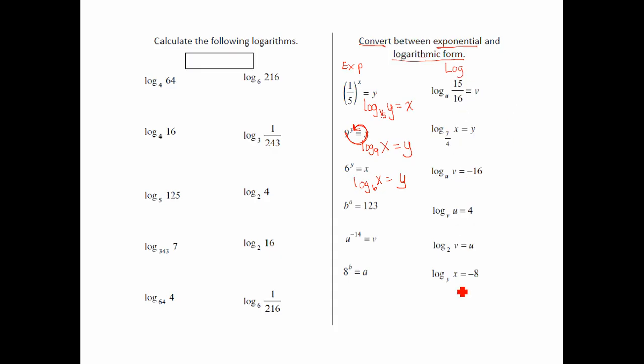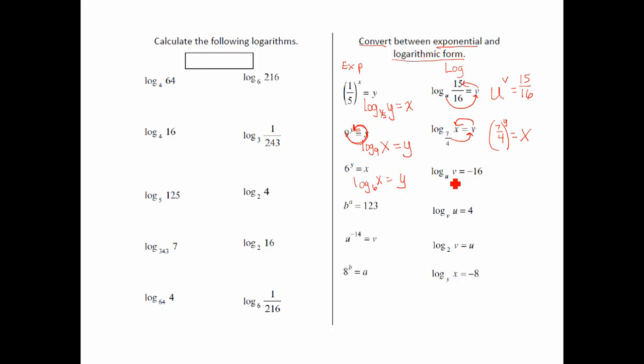Now let's work down the log column. This is already in log form. So how can we turn it into exponent form? Remember, exponent form starts with a base, exponent equals value. So what's the base on this log? The base is a u. So this is rewritten as u to the v power equals 15/16. Let's do this one. What's the base here? 7/4 raised up to the y power equals x. Oops, 7/4. I better put them in parentheses there.